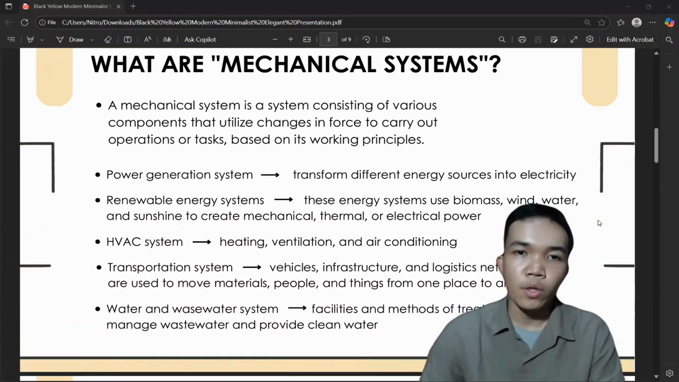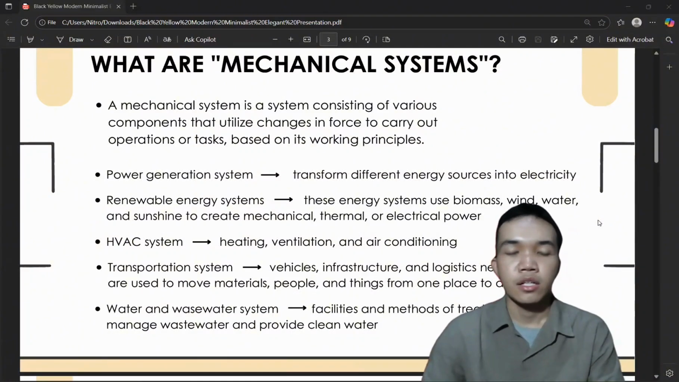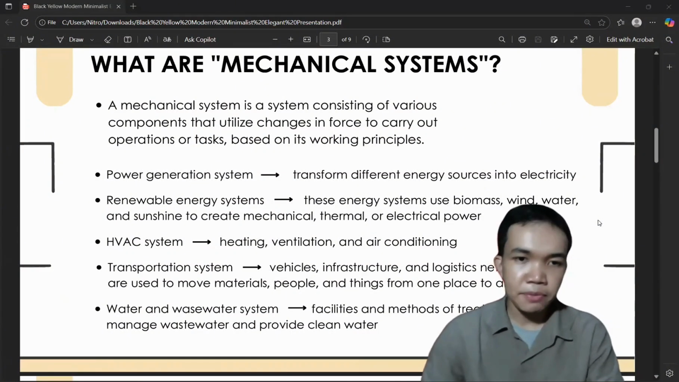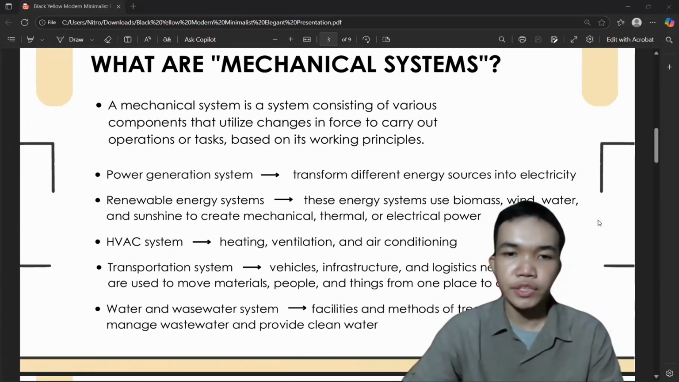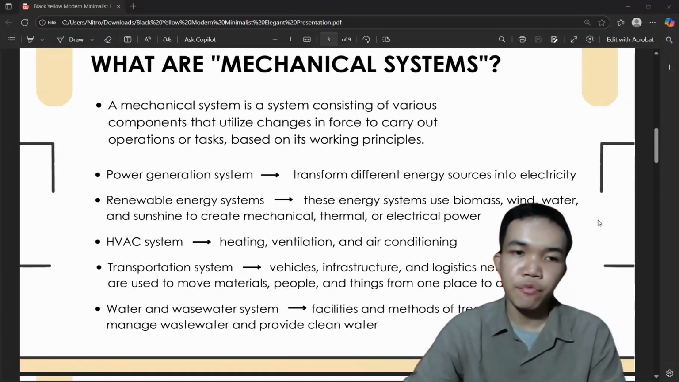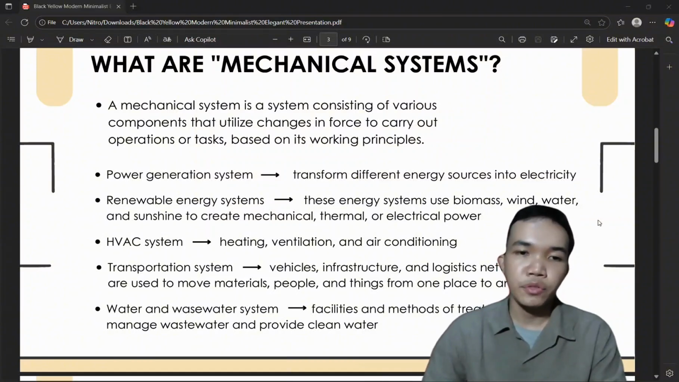Next slide. What are mechanical systems? A mechanical system is a system consisting of various components that usually change in force to carry out operation or task based on its working principles. Here are a few typical illustration and traits of mechanical system.